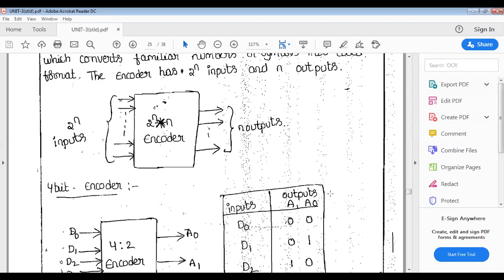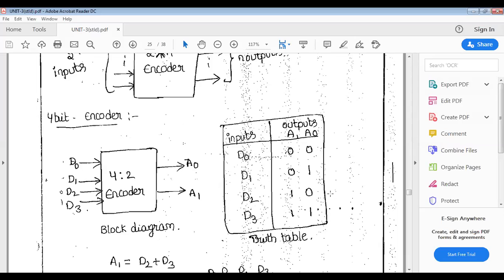Let us see the 4-bit encoder. A 4-bit encoder has 4 inputs: D0, D1, D2, D3, and 2 power 2 outputs, so only 2 outputs, A0 and A1. When D0 is taken, the outputs are 0, 0; D1 is 0, 1; D2 is 1, 0; and D3 is 1, 1. The output is the binary of the decimal values of D0, D1, D2, D3.